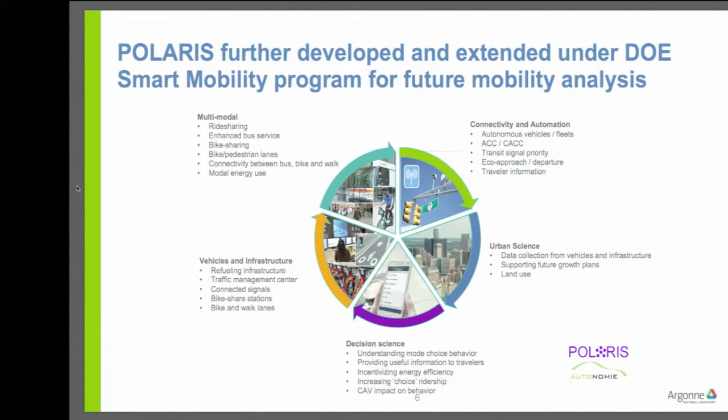Beyond the original focus, the use of Polaris has expanded significantly under the U.S. Department of Energy Smart Mobility Program, looking at some of these issues around smart mobility analysis, with a key focus on multimodality, things like ride sharing, bike sharing, and transit, connectivity and automation, urban science, and decision science, really trying to understand the behavior of users within these systems. Then there's the connection to vehicles and infrastructure, which is the hook on energy. As BEVs become more prevalent, where do they charge and how do they function, and so on.